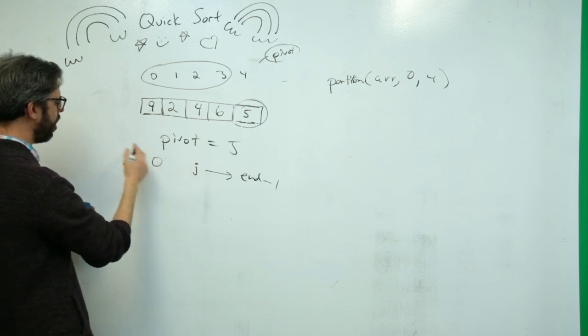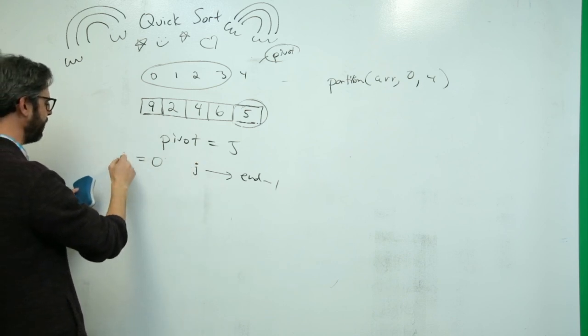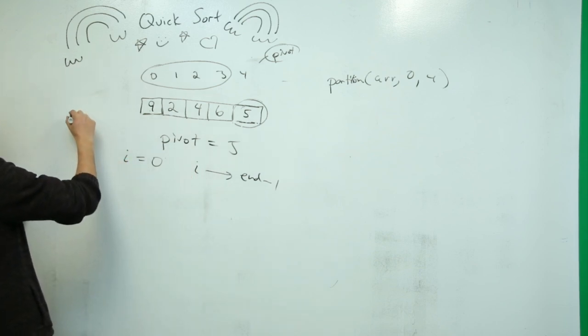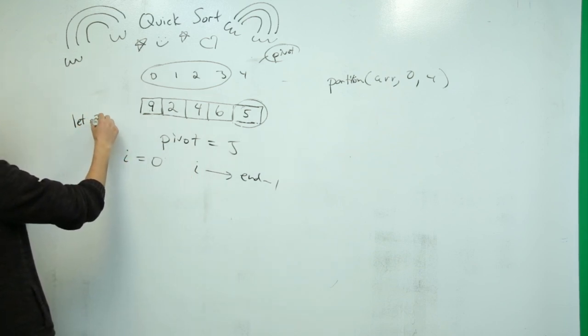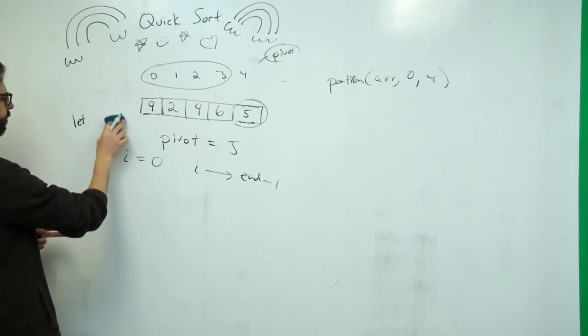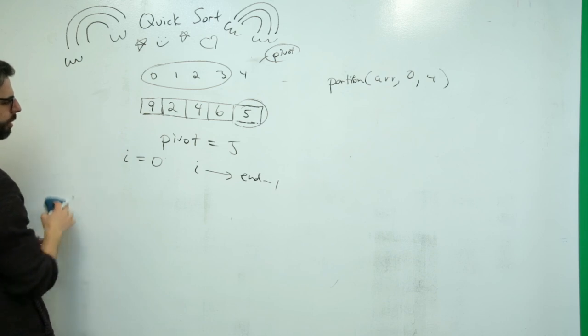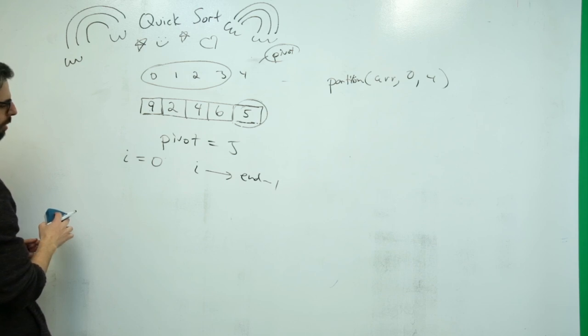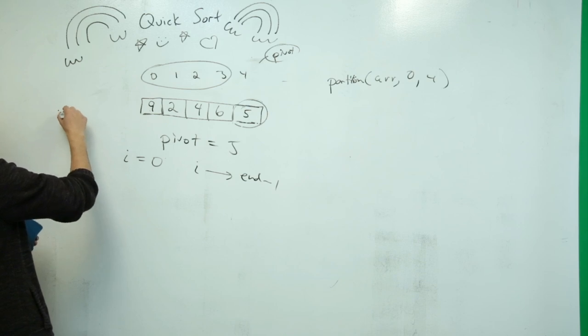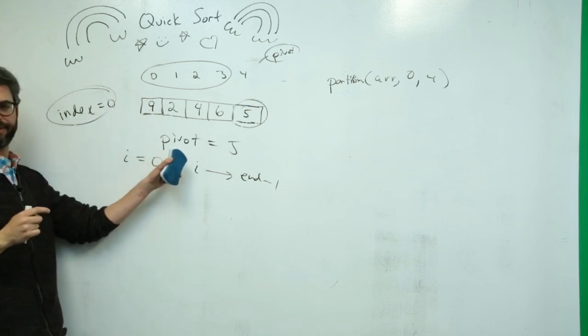Let me keep this as i, and there are so many different ways you could do this. Then I'm just going to have another variable which I'm going to call index. So this is really the pivot index. This is the pivot value.